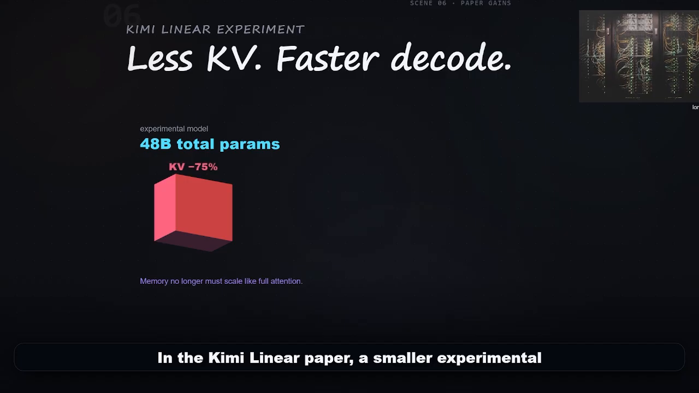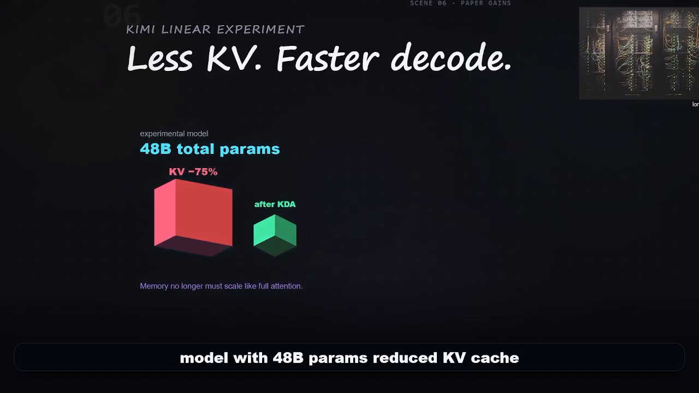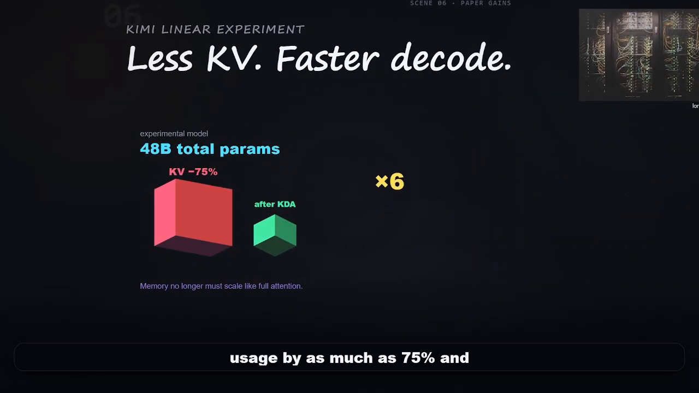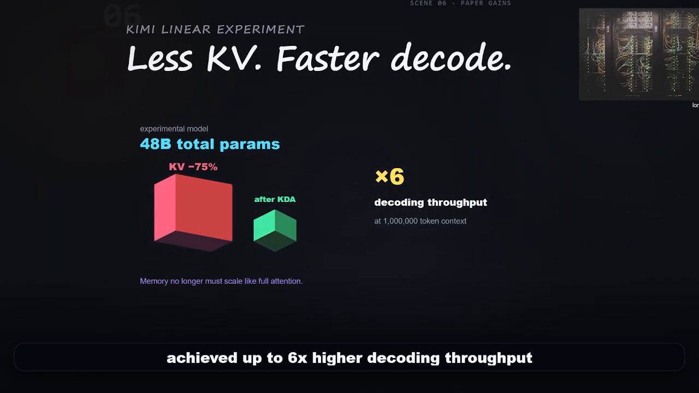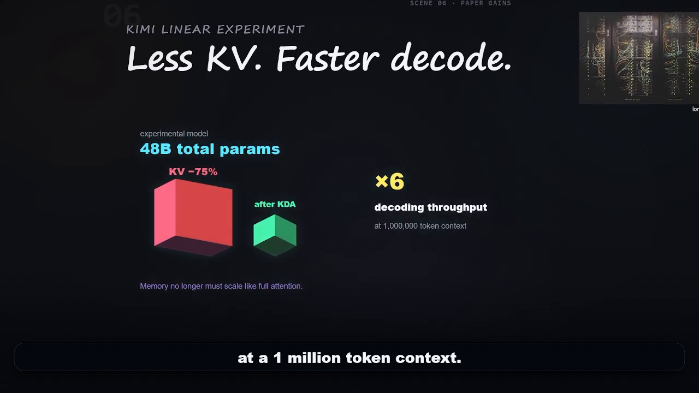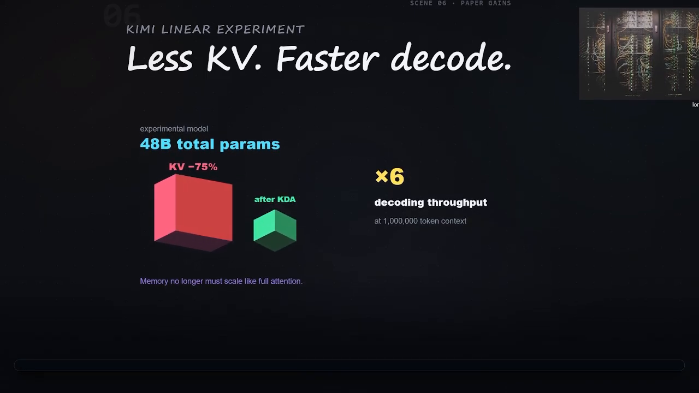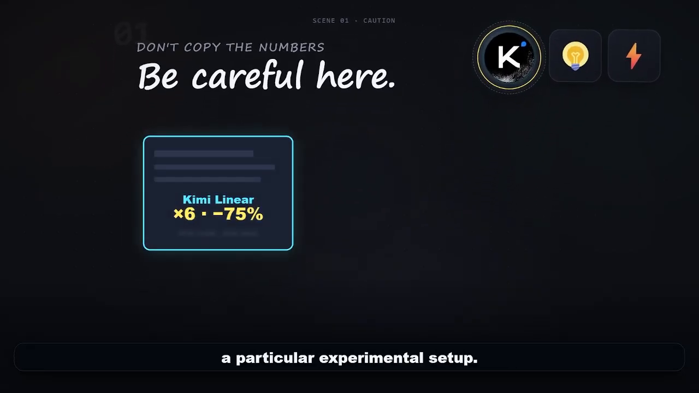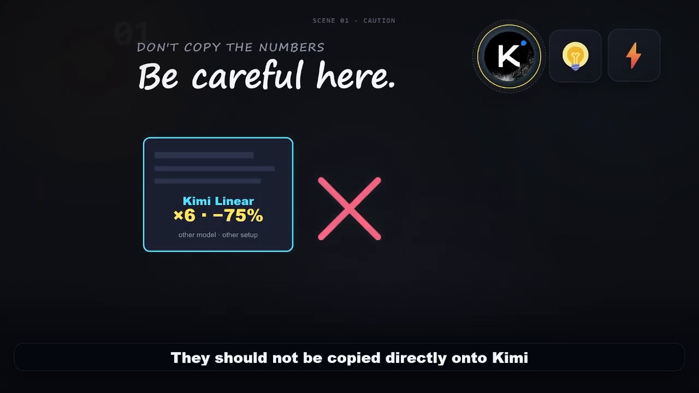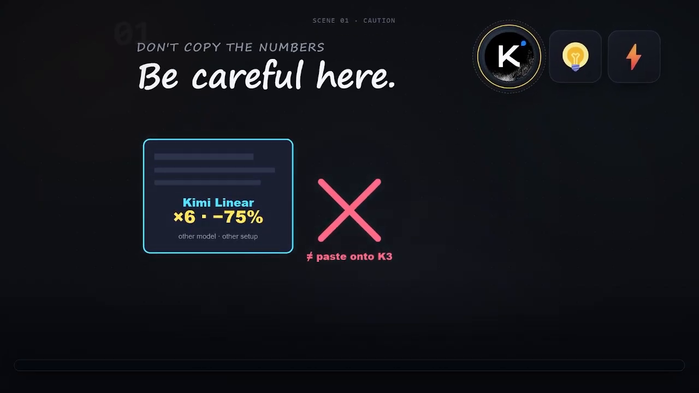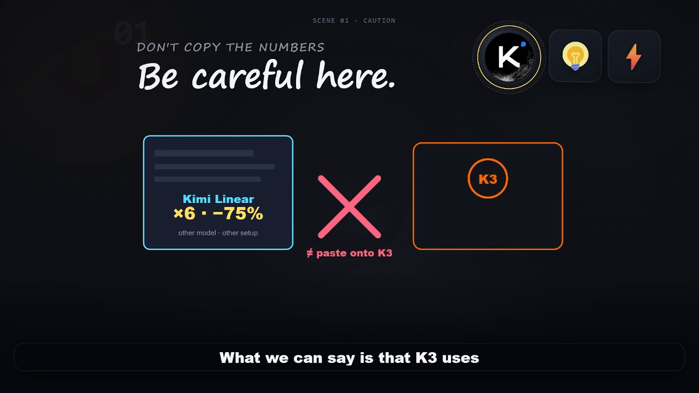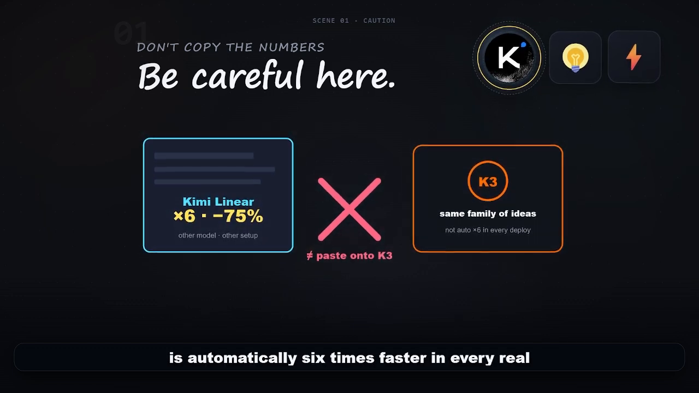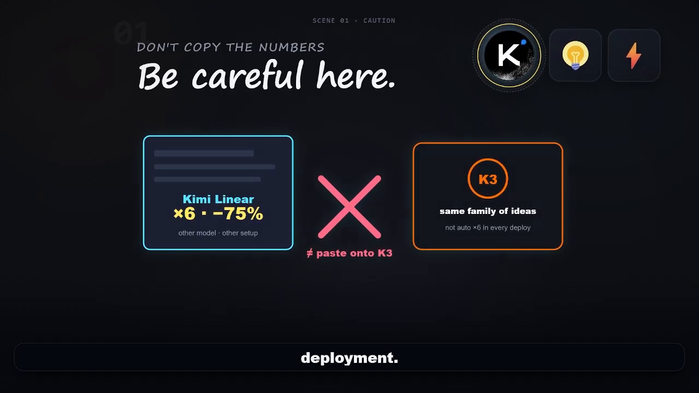In the Kimi Linear paper, a smaller experimental model with 48 billion total parameters reduced KV cache usage by as much as 75% and achieved up to 6 times higher decoding throughput at a 1 million token context. But we need to be careful here. Those numbers came from a different model and a particular experimental setup. They should not be copied directly onto Kimi K3. What we can say is that K3 uses the same family of ideas, not that K3 is automatically 6 times faster in every real deployment.